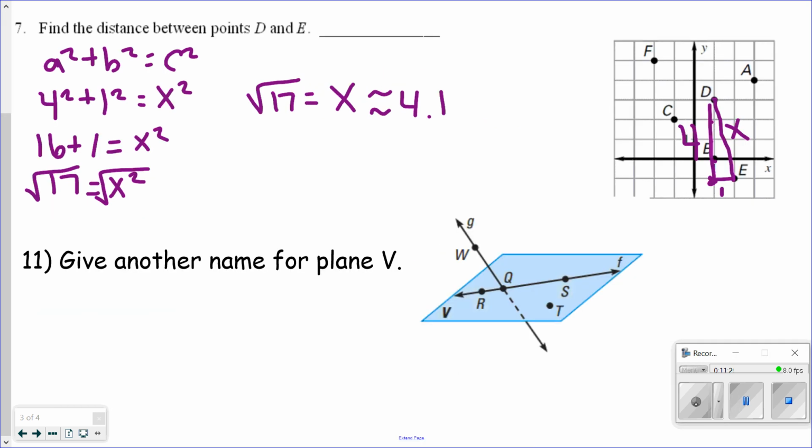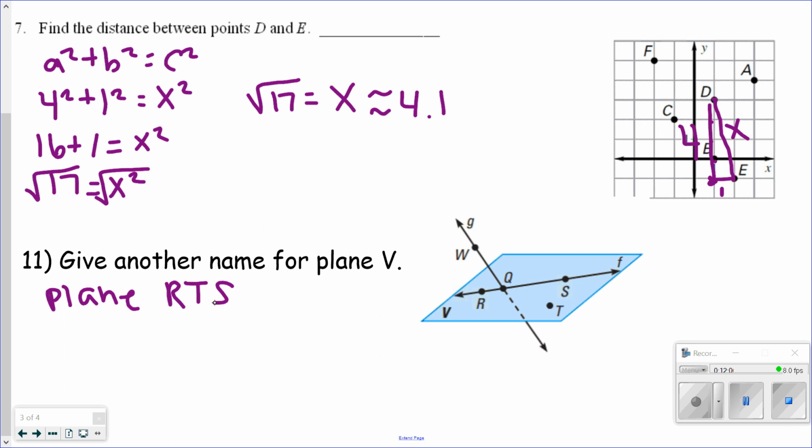Next, I want to give another name for plane V. So if I look at my diagram, plane V is the blue plane or the blue figure. To name a plane, I need at least 3 points that are not collinear. So there's a bunch of different names I could use. So for example, I could say that this is plane R, T, and S. So R, T, S are non-collinear and they're on the plane.